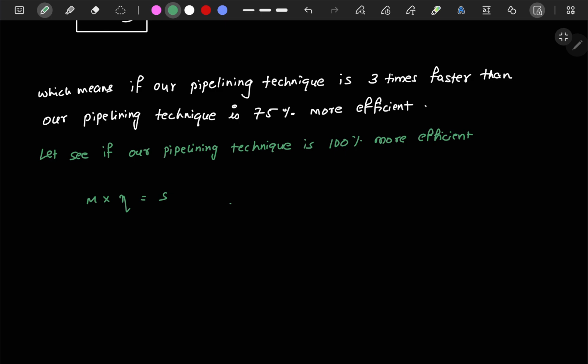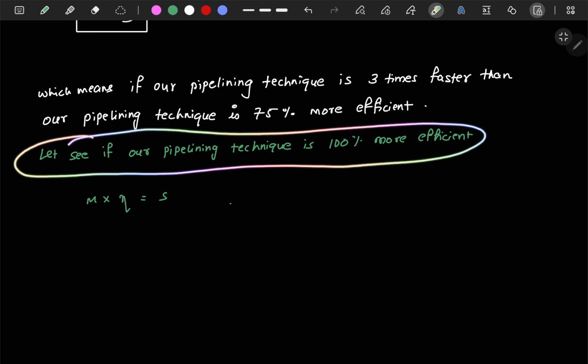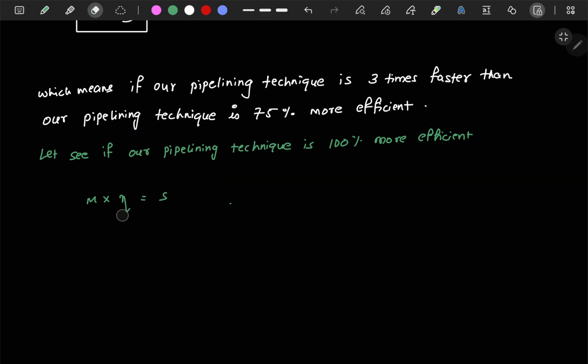Now let's see, if our pipelining technique is 100% efficient, then what will happen? This is our formula. Let me make it 100% efficient. That means M is 4, the number of stages is 4, and efficiency is 100%. Then what would be the speed up? 100% is equivalent to 1. So speed up will be 4 into 1, which is equivalent to 4.